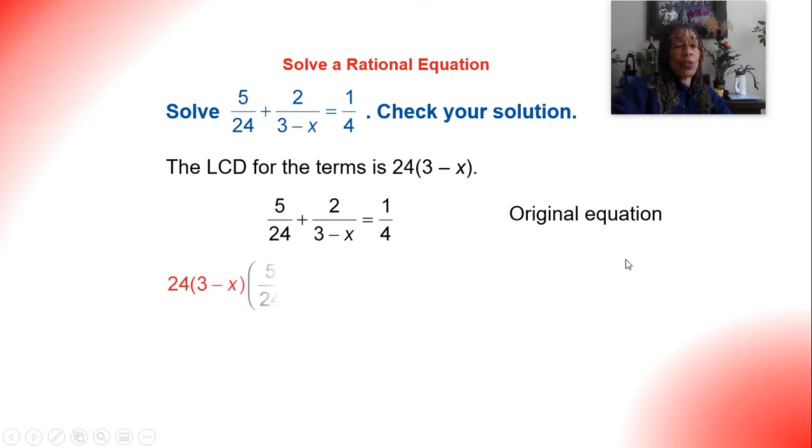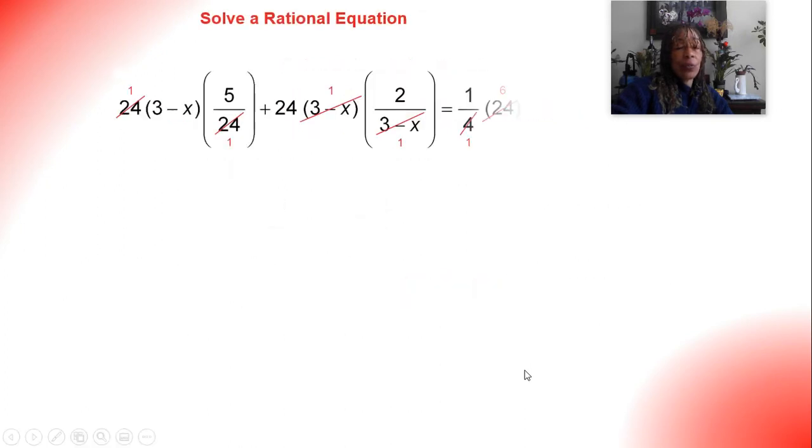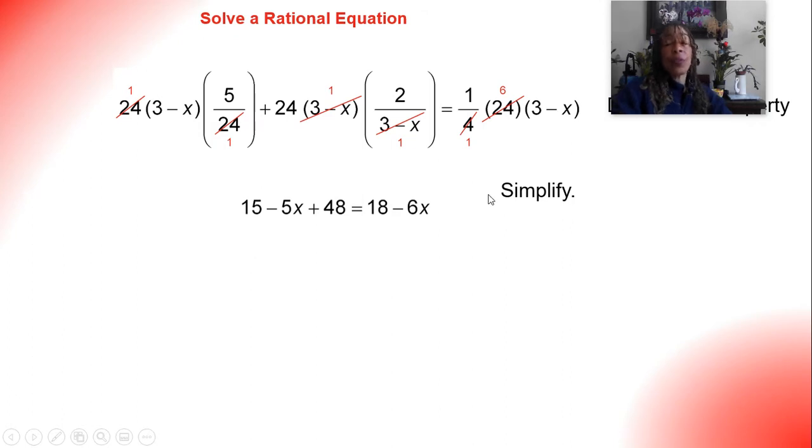And there's my original equation, and what I'm going to do is multiply the left side. Think of it as the left side and the right side. And this one needs to be multiplied by that, and this one needs to be multiplied by that, which is the same thing. And you'll cancel out what you want to cancel out. 24s go away here, the 3 minus x's go away here, and the 4 goes away there. So you end up with something useful.